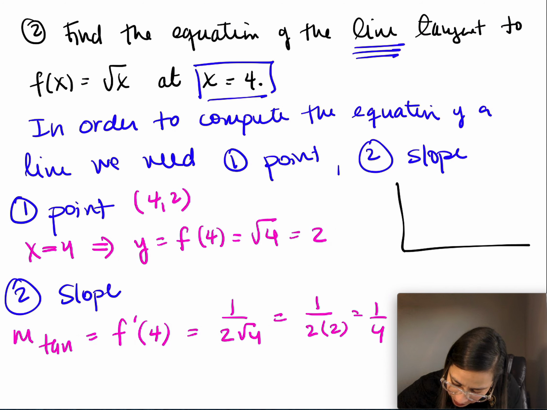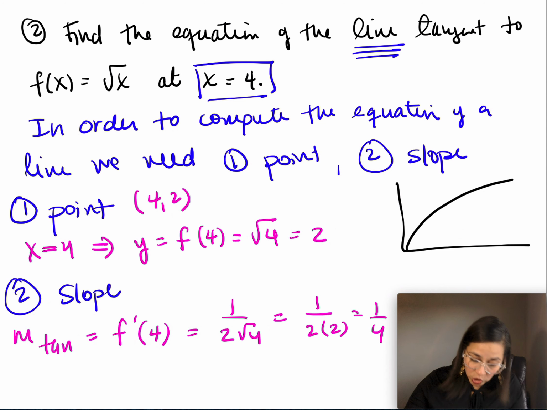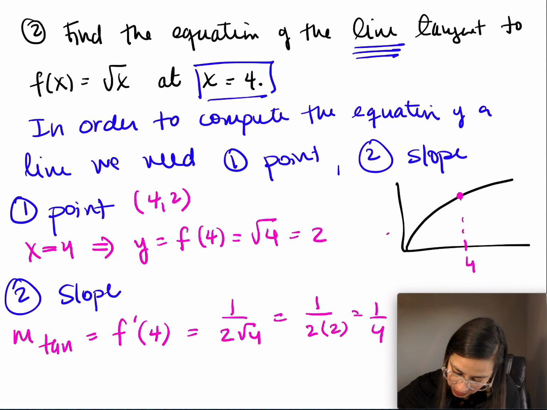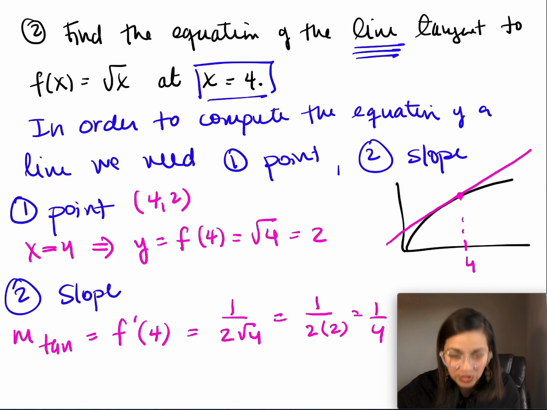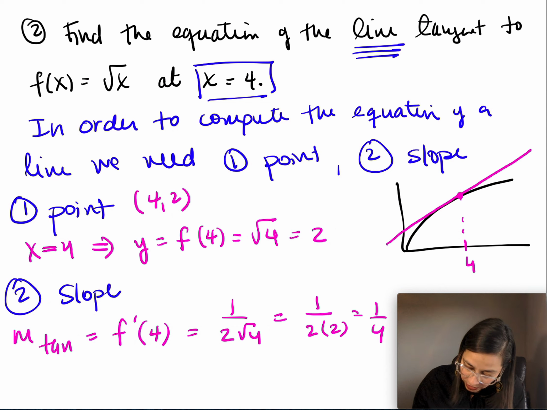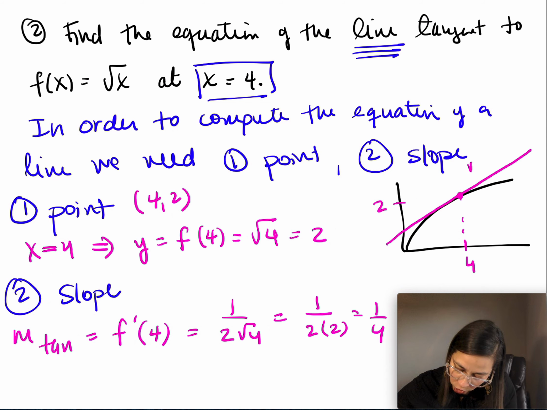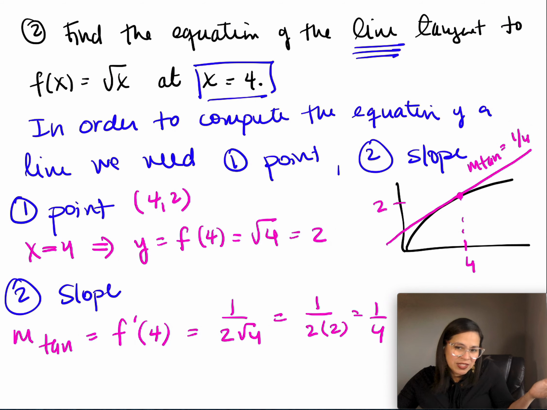We know that the graph of f of x equals root of x looks something like that. So if we have 4 right here, if this is 4, then this is the equation of the tangent line. This is the tangent line. That tells me that this is 2, and that tells me that the slope of this line is equal to 1 over 4. Makes sense. At least we got something positive.